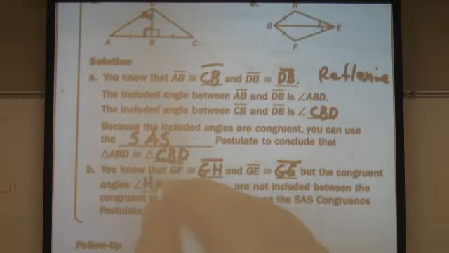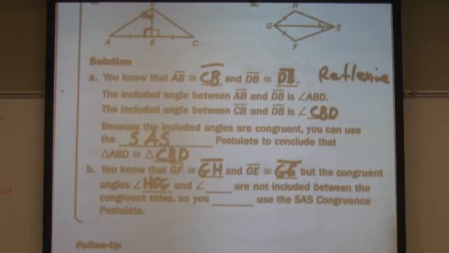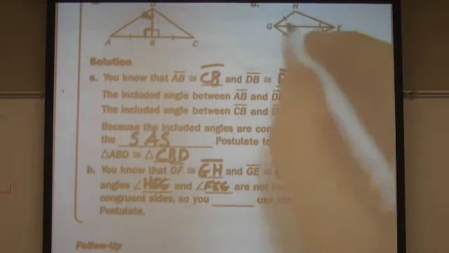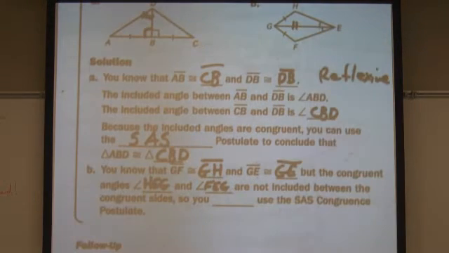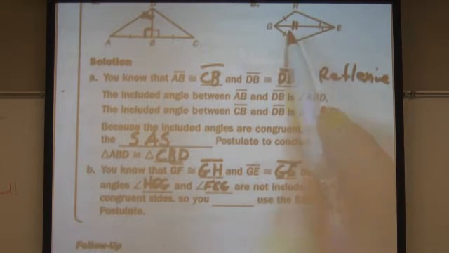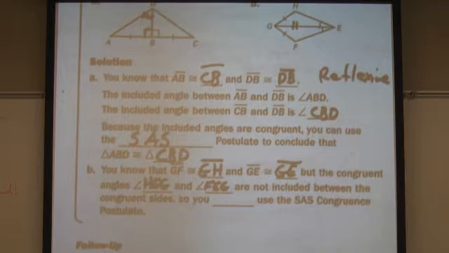HEG and FEG. Those are not between the two congruent sides. I'm going to go ahead and tick mark my reflexive side in the middle there. Notice this angle is not between these two sides, not between the two sides on the bottom either. This is not an SAS because the angle is not between the two sides. The A is not between the two S's.